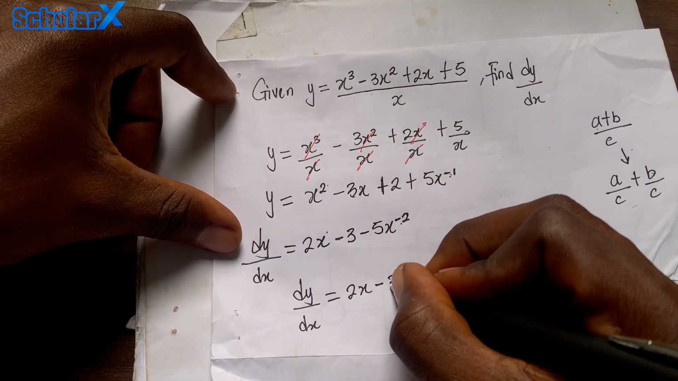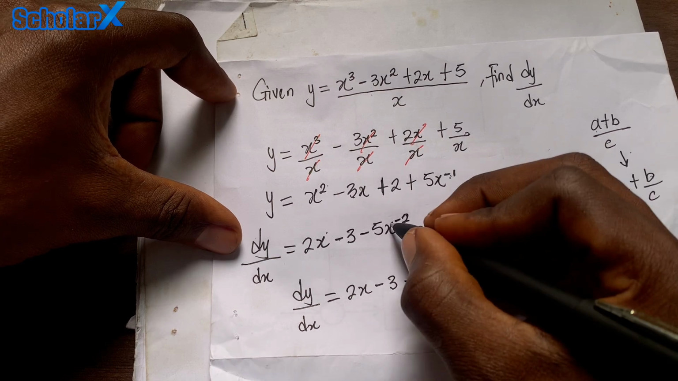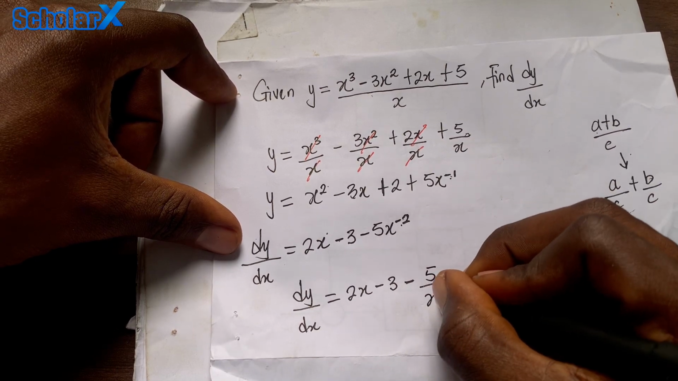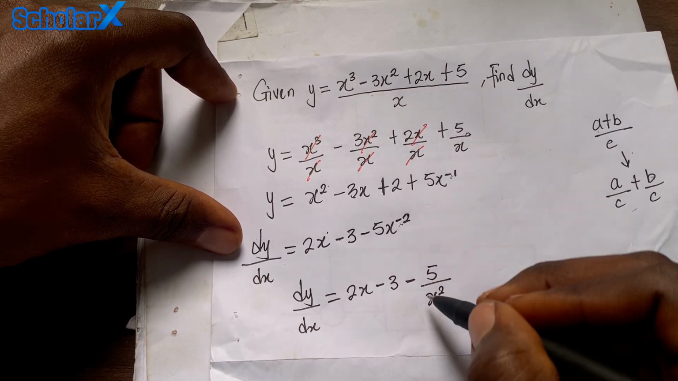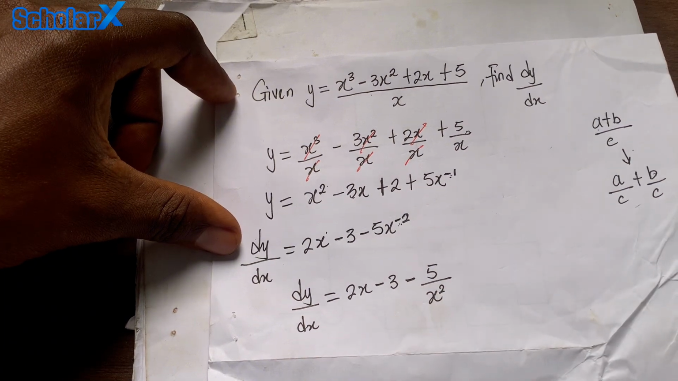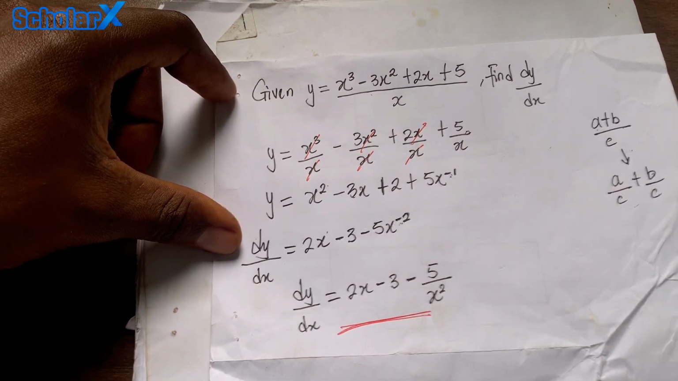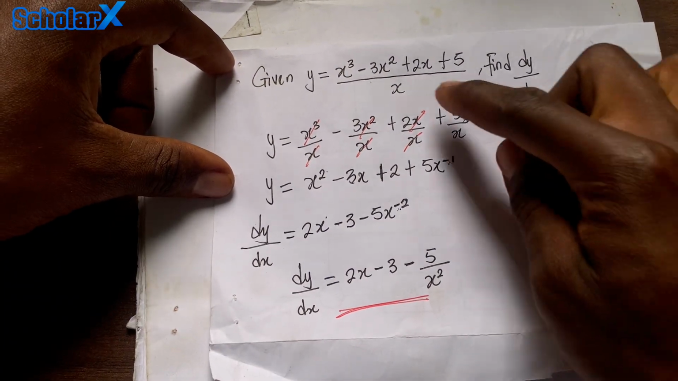2x minus 3 minus 5x to the power of minus 2. I hope you know I can also write this as minus 5 over x squared. So this is our correct answer. So this is our dy/dx, where we differentiated this.